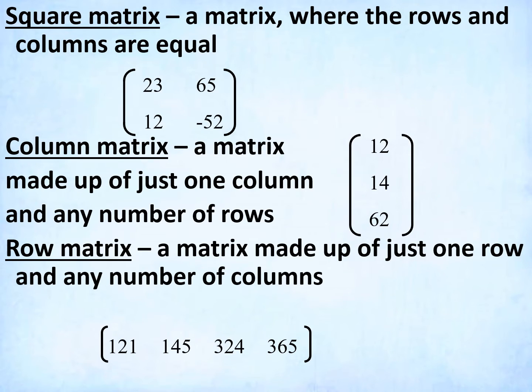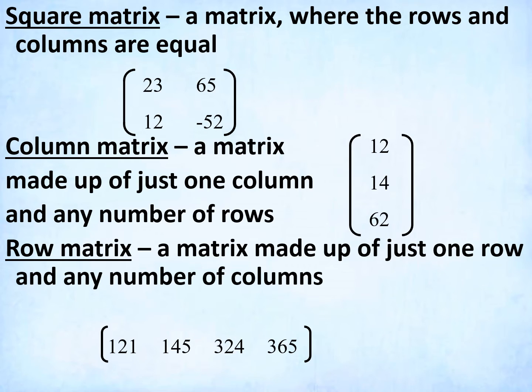Now let's move on to the different matrix. A square matrix is a matrix where the rows and columns are equal. Just like in our example, it is a 2 by 2 matrix. Then the column matrix is a matrix made up of just one column and any number of rows. So in here, it is made up only of one column.